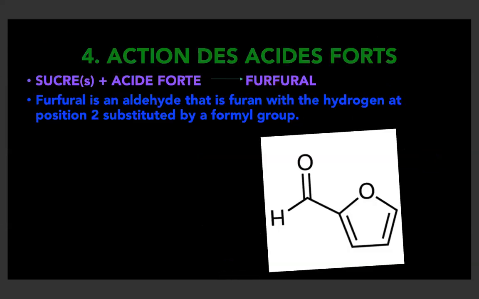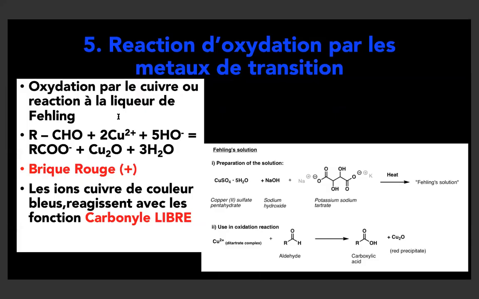Then we are going to talk about the action of acids on a sugar. When an acid is reacted with a sugar, it forms what you call a furfural. A furfural is an aldehyde that is furan with the hydrogen at position 2 substituted by a formyl group. So I won't go into much detail. Whenever you have an acid reacting with a sugar, it forms a furfural. Then number 5, we have oxidation reaction by transition metals.